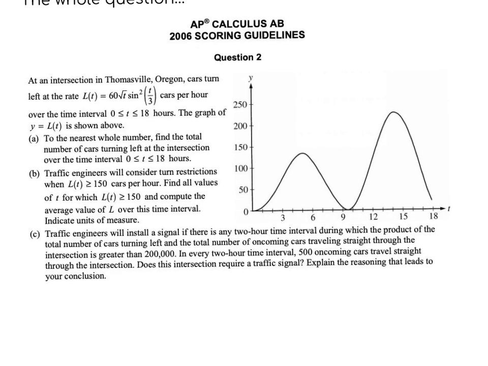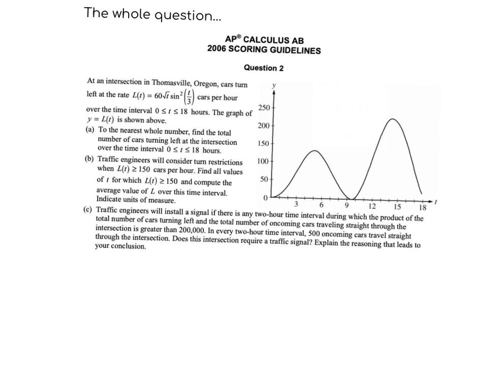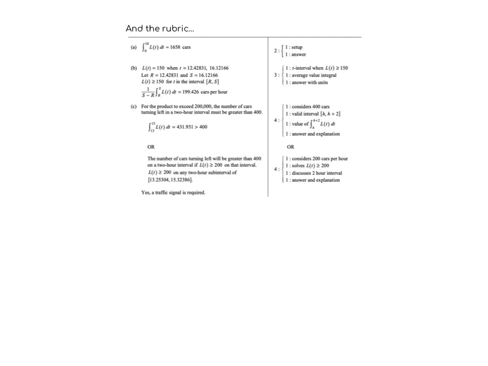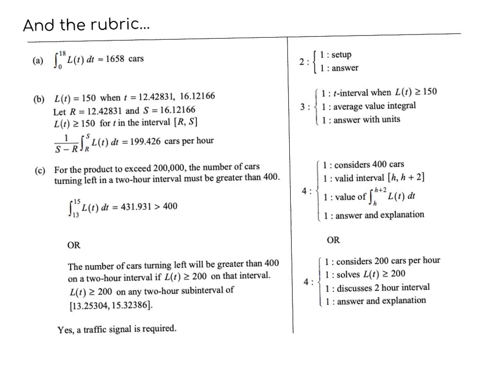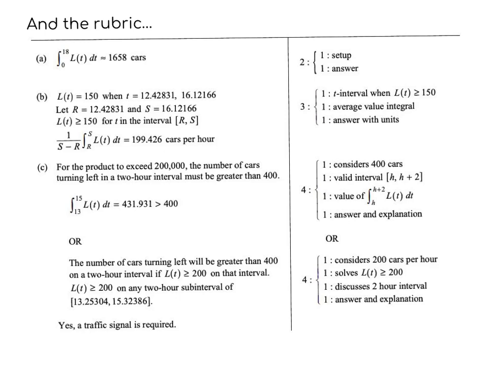So as a whole here, we had to process the idea that we were given a rate instead of a function of some kind of a quantity. And then we had to deal with a lot of FTC stuff as far as understanding what that rate meant, in terms of points here. For the first one, we get 1 for the setup, 1 for the answer. In the second one, we're looking at that interval. Cool. The average value of that interval. And then finally, we need an answer with units. I don't remember if I actually wrote the units on that. I'm thinking that I did not.